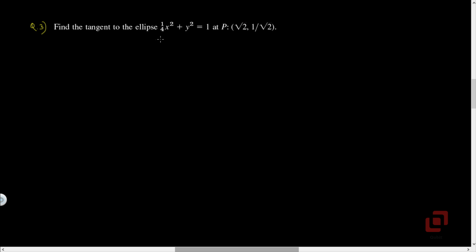Find the tangent to the ellipse (1/4)x² + y² = 1 at point P, whose coordinates are √2 and 1/√2. So the equation of the ellipse is x²/4 + y²/1 = 1. If we introduce the parametric equations of the ellipse, in the vector form we will get r bar = 2 cos θ i cap + sin θ j cap.